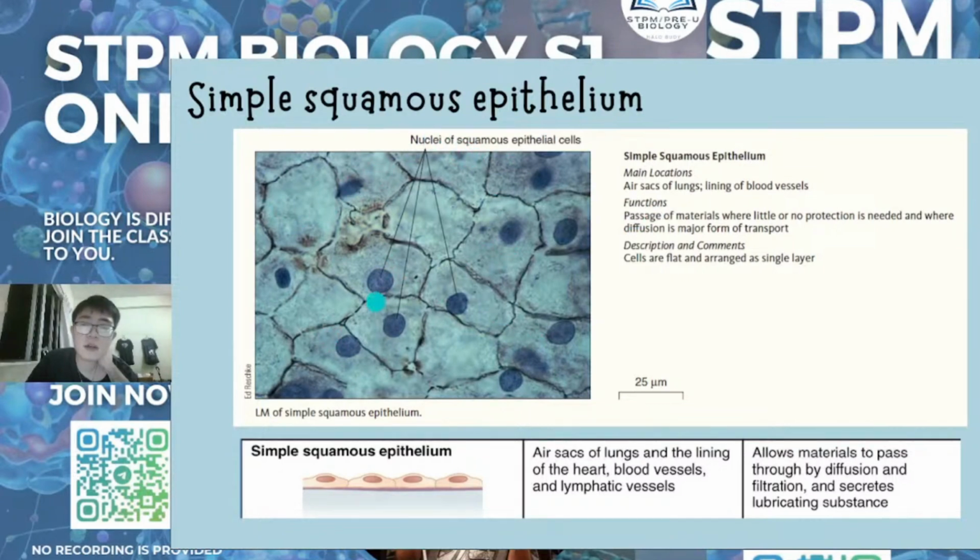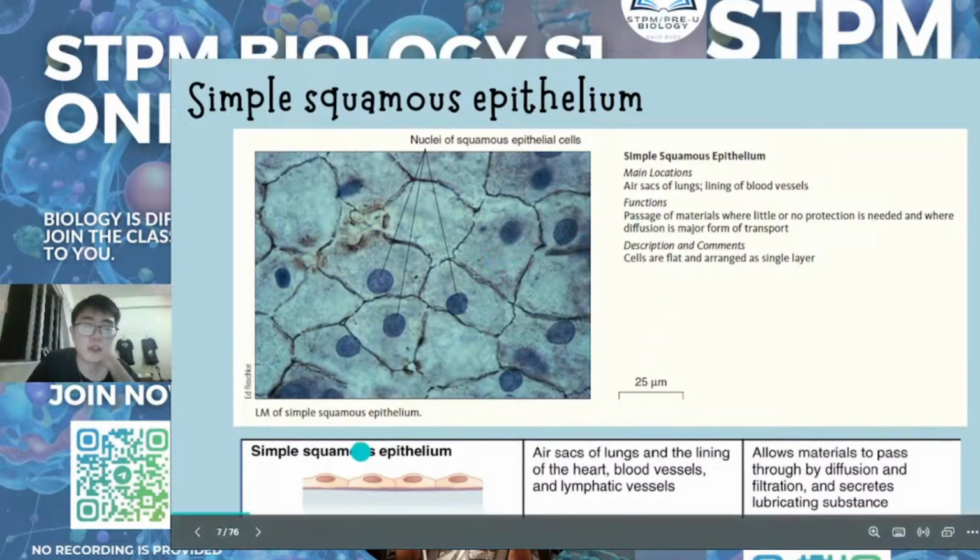So this is a structure that you see under the microscope. The main location of this epithelium tissue is lining the air sac of the lung. Our lung contains air sacs, right? It is lining there, and also the lining of the heart, blood vessels and lymphatic vessels. So blood vessels and lymphatic vessels also contain simple squamous epithelial tissue.